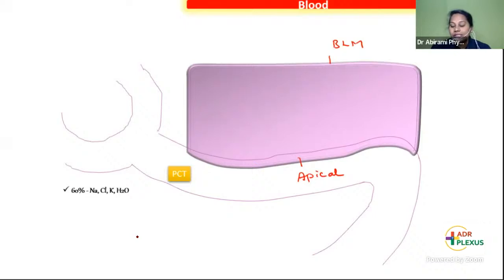The first point is that 60% of sodium, chloride, potassium, and water are reabsorbed in the proximal convoluted tubule. The 60% is the value given in Ganong, so we'll go with Ganong's 60%, but keep in mind there are other textbooks which say 60 to 65%, or even 60 to 70%. All these are correct, but since Ganong tells us 60%, we'll go with 60% of sodium, chloride, potassium, and water.